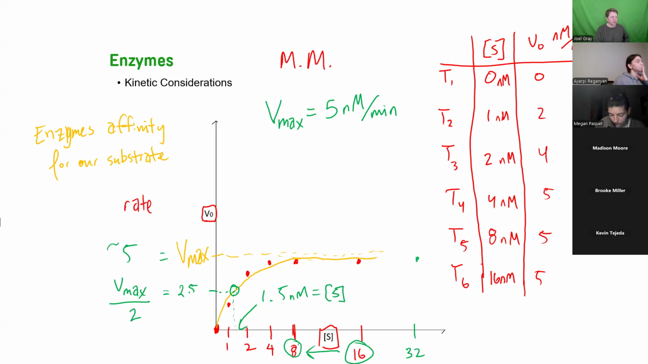Our next kinetic parameter is known as the Km. It's a measure of our enzyme's affinity for our substrate. Our Km, add to the chat what our Km is. And I'll give you a little bit of a hint. It is a concentration, but what is that specific value that I'm looking for? 1.5 nanomolar.